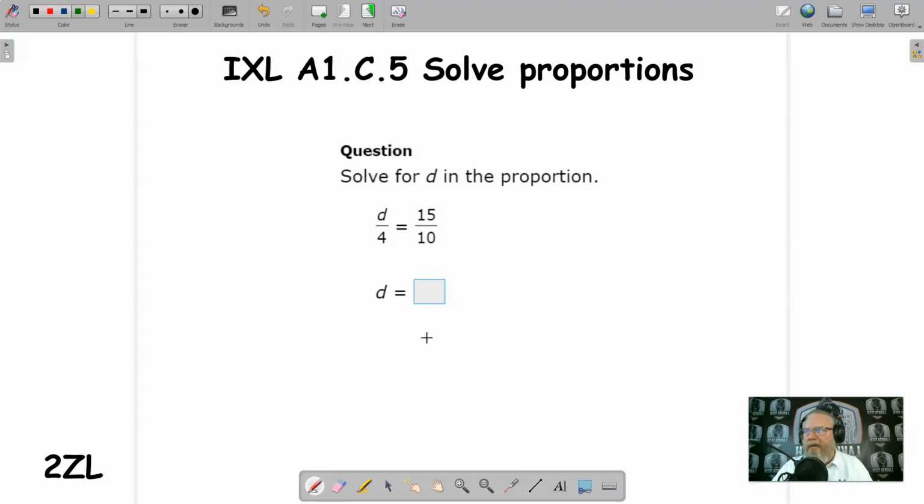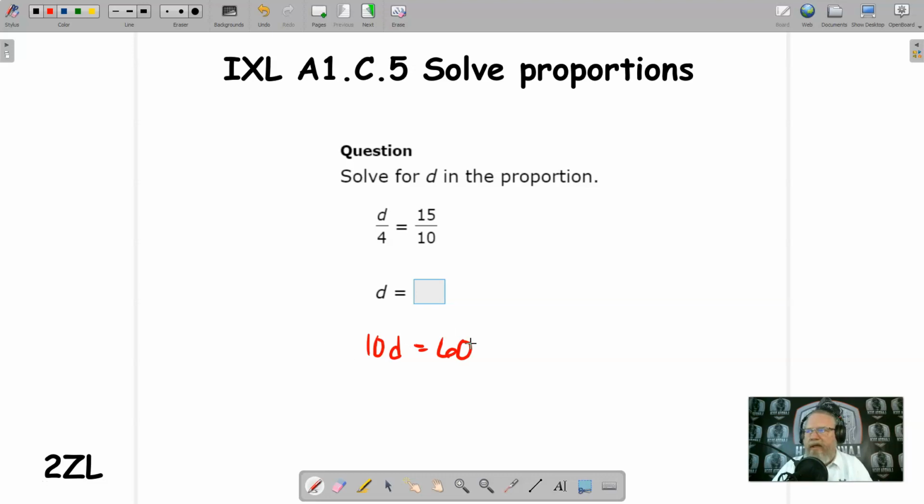So multiply my extremes, D times 10. I'll write that as 10 times D, 10D. And 4 times 15 should be 60, correct? So now I just have a one-step equation here. I need to solve for D.